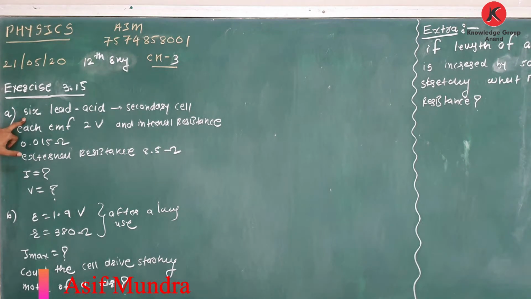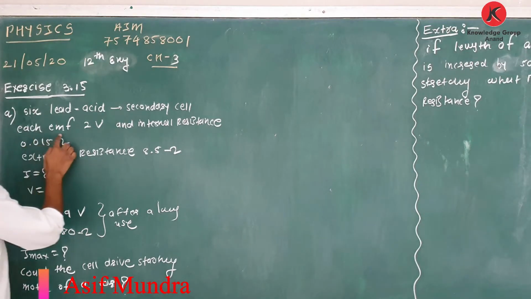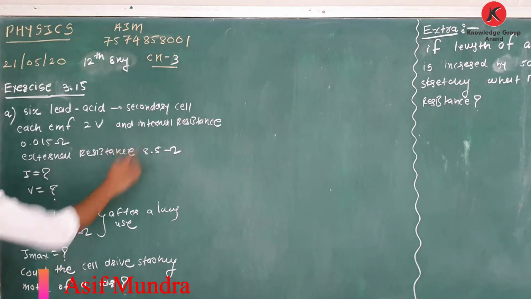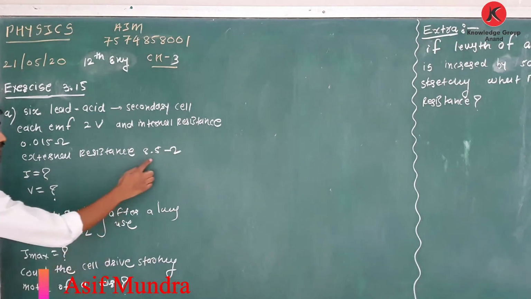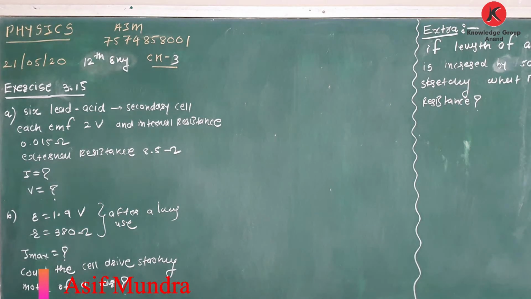Six lead acid secondary cells, each having EMF 2 volt and internal resistance 0.015 ohm, are connected in series with external resistance 8.5 ohm. Your first question is, what is the current flowing in the circuit? The second question is, what is the terminal voltage?